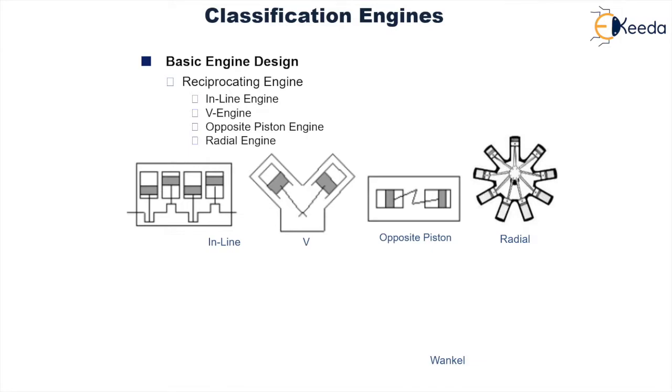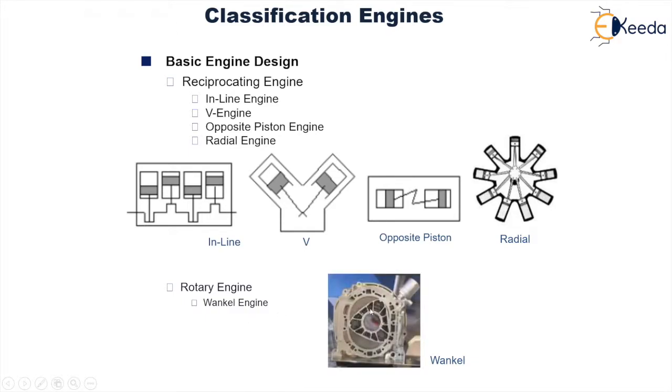The next is the rotary engine, and the very best example for a rotary engine is a Wankel engine over here. We can see that these spaces which are enclosed between the chamber and the lobe form the combustion chamber and the compression space.